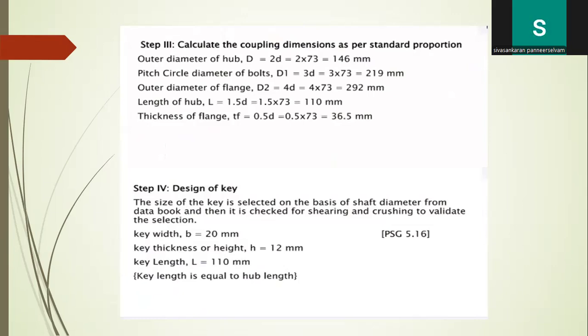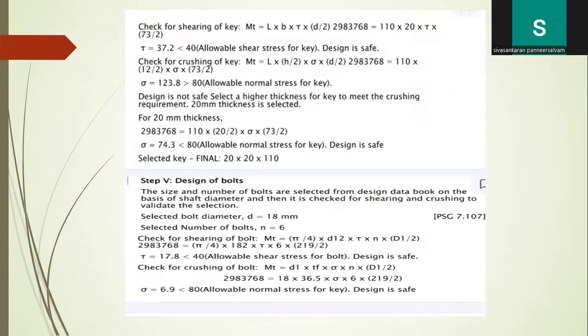So the width of the keyway 20 mm, thickness, that is height of the keyway 12 mm, length is 110 mm. Here the keyway length is considered equal to hub length. That is the assumption taken in this design. Now find out the design calculations. So check for shear stress in the key.